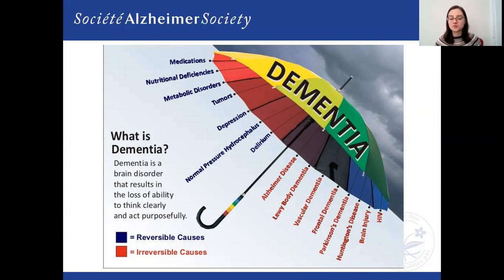So in the following slides, we're going to look at 4 of the most common types of irreversible dementia: Alzheimer's disease, vascular dementia, Lewy body dementia, and frontotemporal dementia. So I'm going to pass it over to Chris, who's going to get us started talking about Alzheimer's disease.